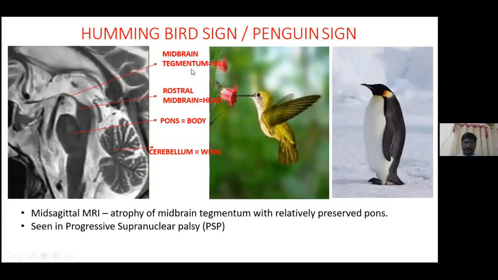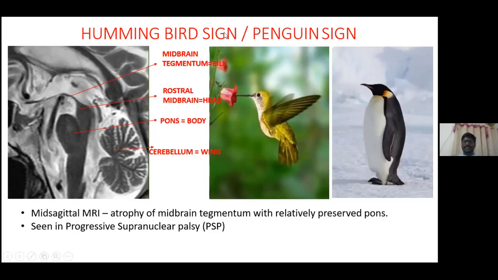This is the midbrain tegmentum. The bill is the midbrain tegmentum, which is atrophied, and this is the rostral midbrain. So you are able to appreciate the thin, atrophied midbrain. This is classic of progressive supranuclear palsy. What you have to appreciate is there is an atrophy of the midbrain with relative preservation of the pons. Here the entire pons is preserved. This is the mid-sagittal MRI. There is an atrophy of the midbrain tegmentum with relatively preserved pons. So this is seen in progressive supranuclear palsy.